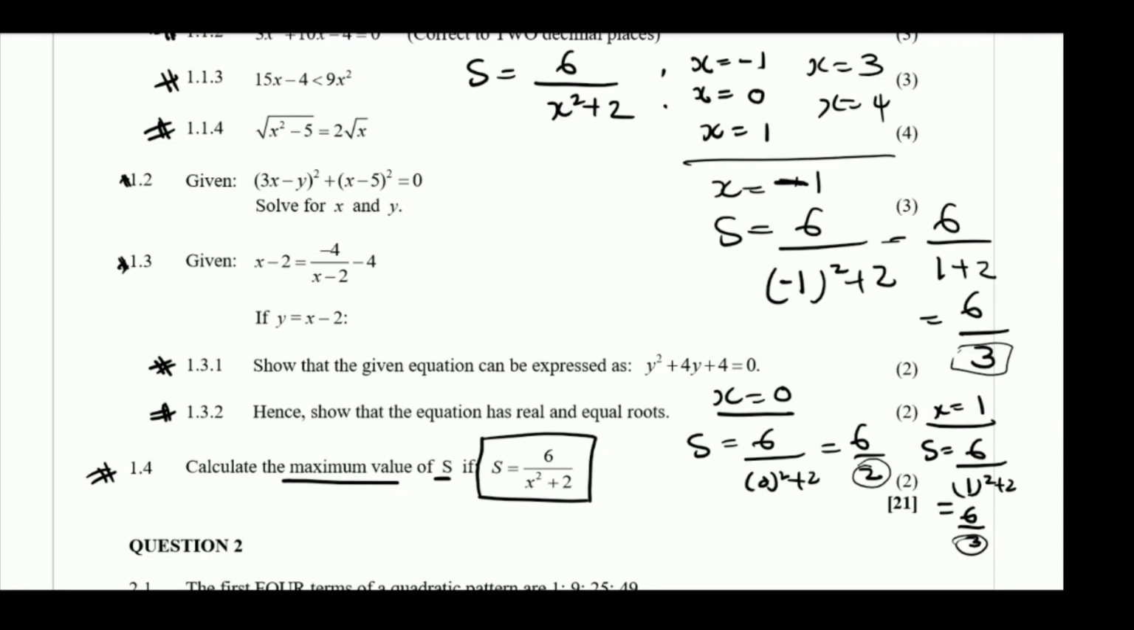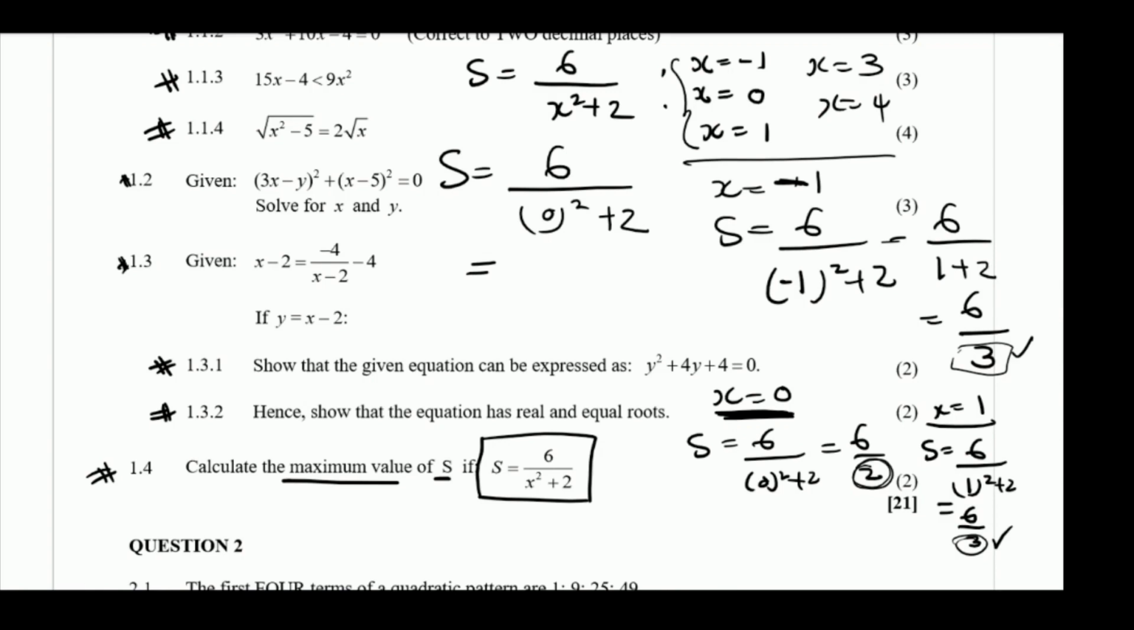So which denominator is smaller between these three x values that I've just tested? It's this x value. The denominator is 2. That is the smallest denominator. These ones are larger, it's 3, it's 3. So you can see that for me to get a maximum value of s, I need to substitute with the smallest value of x to get the largest value of s. So our solution here is going to be s equals 6 over, so instead of substituting -1 or 1 or 3 or 4 or whatever value, you're going to substitute 0 because it's going to give you the smallest denominator.